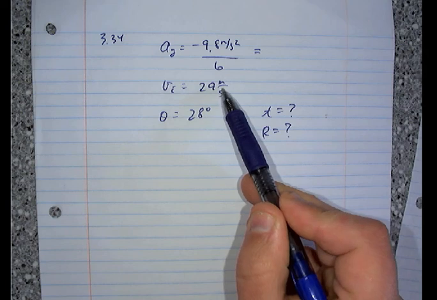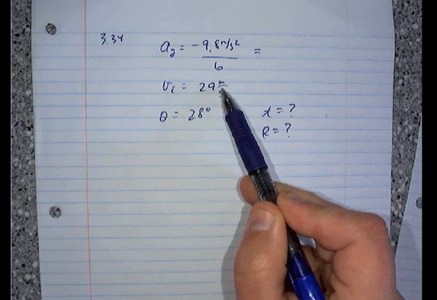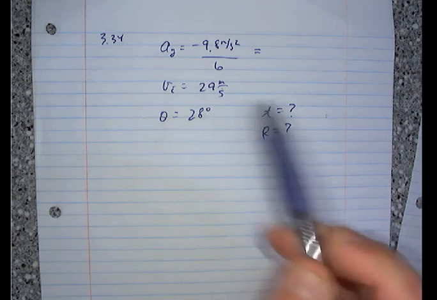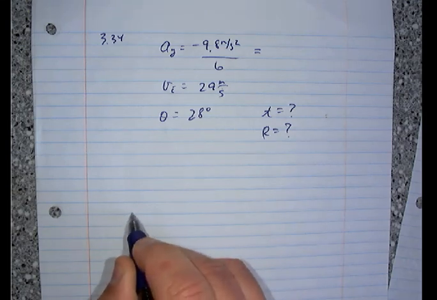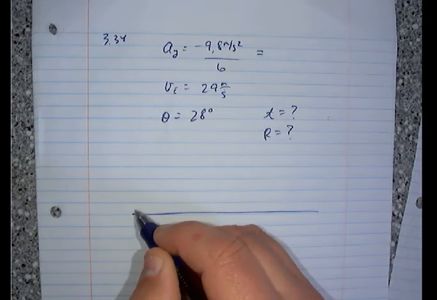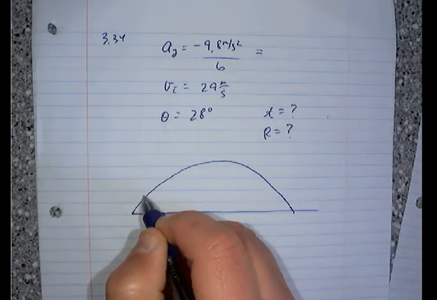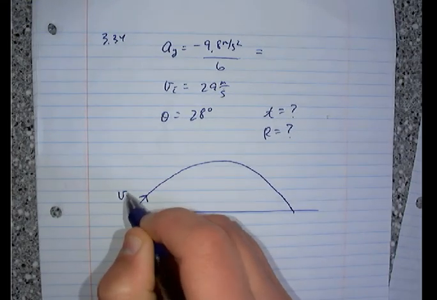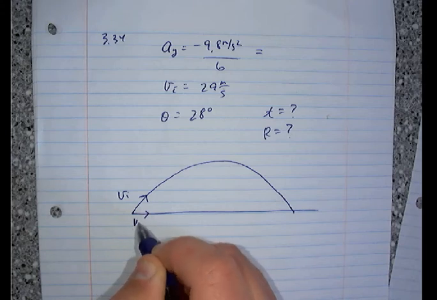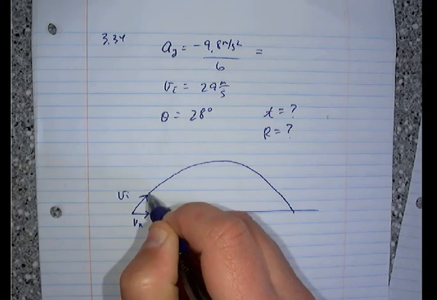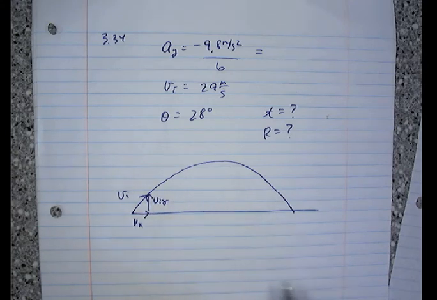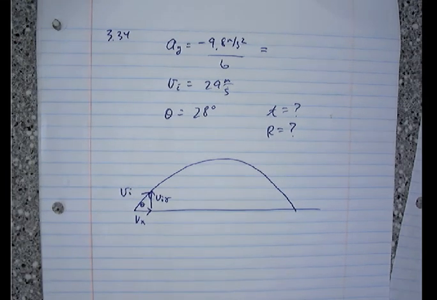Initial speed of 29 meters per second. That's the overall speed at an angle of 28 degrees. So it looks like something like this, and then it comes back down. The overall speed we're given is this part, and this has an x part and an initial part in the y direction. And this is theta. The x part's not going to change the whole time.